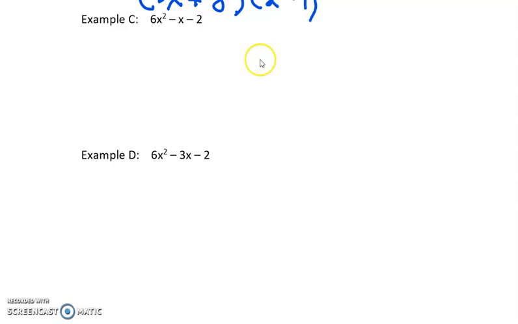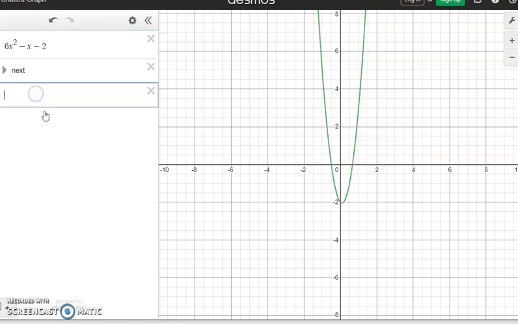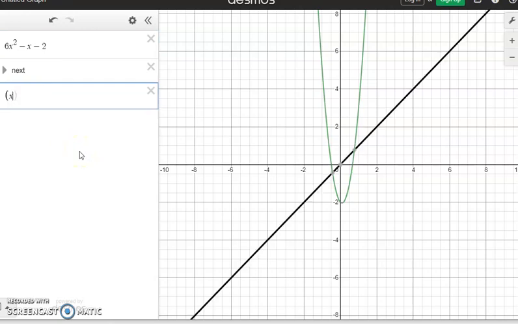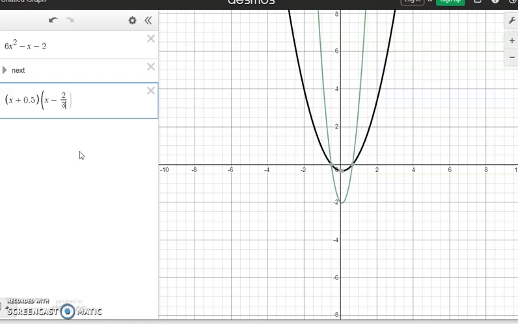So let's look at what we're going to see on the graph. We see our 6x squared minus x minus 2. Well, there's our minus 0.5, and there's our 0.667. That is 2 thirds. So let's do our factoring process. First, we're going to say x plus the 0.5. And then, well, we could have written that as a fraction, but let's hold that off for a minute. x minus the 2 thirds.